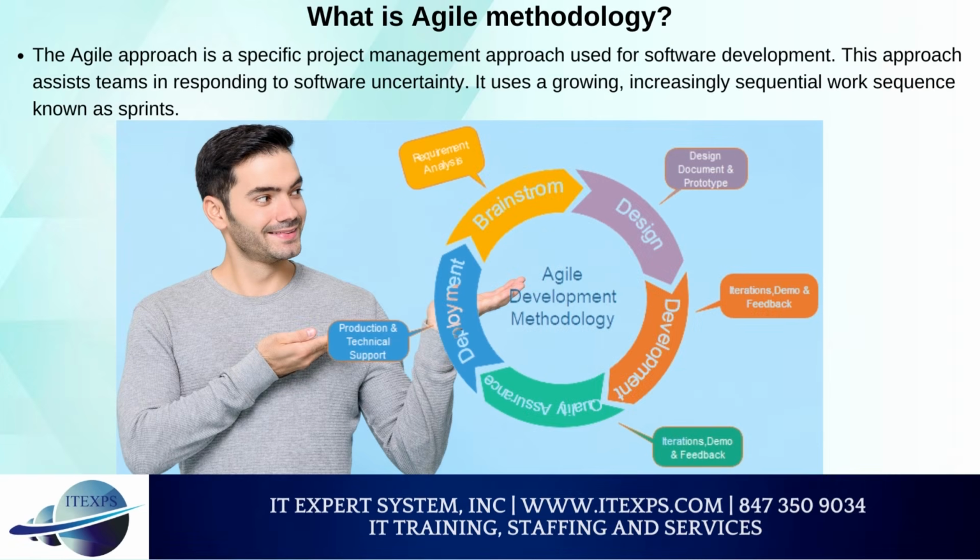7. What is Agile methodology? The Agile approach is a specific project management approach used for software development. This approach assists teams in responding to software uncertainty. It uses a growing, incremental work sequence known as sprints. In layman's terms, it is a type of project management process mainly used for software development where the needs and solutions change through the collaborative effort of self-organizing and cross-functional teams and their clients.